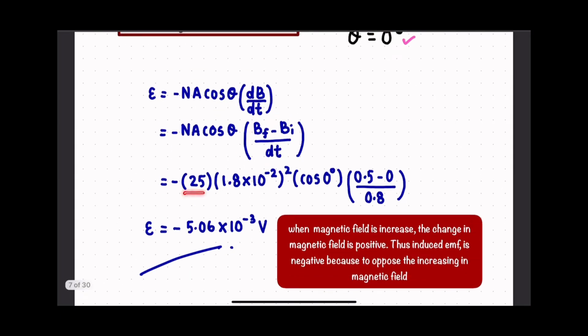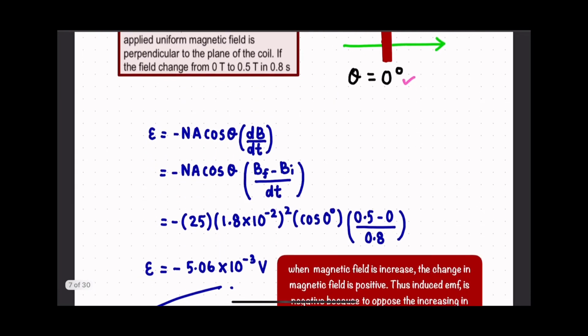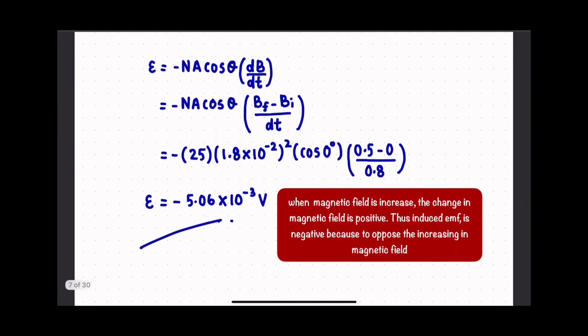Okay, substitute the values. This area is one side, so to get the area of the square, you have to multiply by 2, the surface area. Okay, so B final minus B initial: final is 0.5 Tesla minus 0, divided by 0.8 second. So you will get induced EMF equal to negative 5.06 times 10 to the power of negative 3 volt.